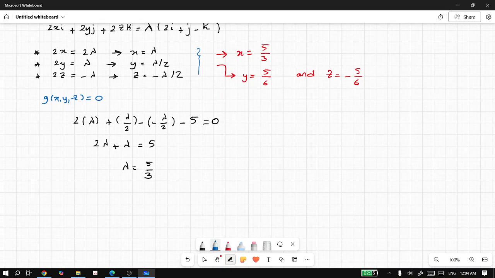So what do we get? We got x, y, and z. P of x, y, z, the point that we found, is equal to 5 over 3, 5 over 6, and minus 5 over 6. And this becomes the point which is on the plane g of x, y, z, and this point is closest to the origin. So this is how we find the minimization. Here we minimize the distance between that plane g and the origin using Lagrange multipliers.